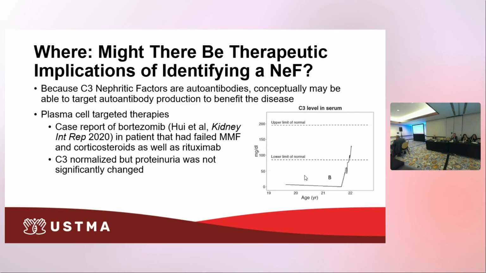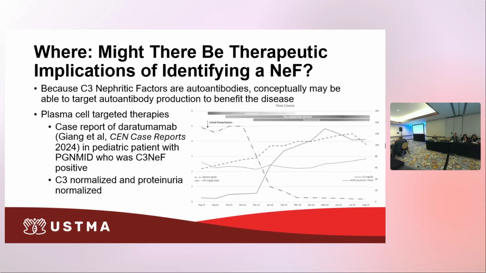Well, what about beyond the B cell? What about plasma cell therapy? There have been some case reports of targeting plasma cells as well. There's a case report with the use of a proteasome inhibitor, bortezomib, in a pediatric patient with C3G who had failed MMF and corticosteroids and ultimately failed rituximab. In this case report from a few years ago, they found that the C3 nicely normalized with the initiation of bortezomib, so perhaps a little bit of a proof of concept there. But in this case, the proteinuria was largely unchanged.